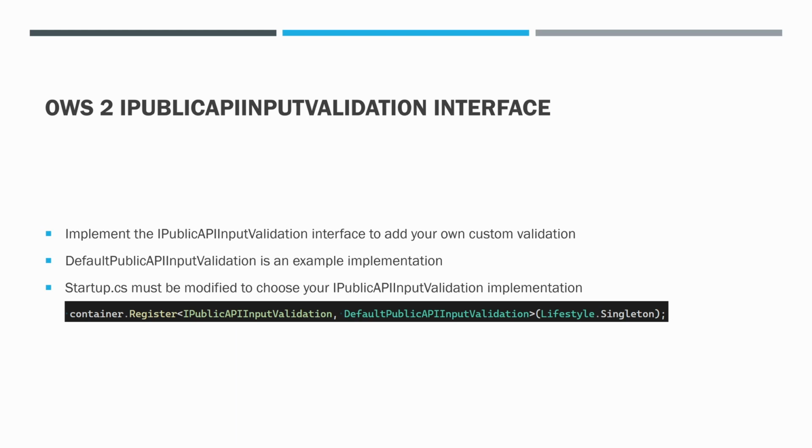When you build your own implementation, you'll need to go into Startup.cs and modify which implementation you use. You can see here that the line is container.Register, and it's matching up the IPublicAPIInputValidation with, in this case, DefaultPublicAPIInputValidation, but it would be your input validation. Let's take a look at what DefaultPublicAPIInputValidation looks like and what yours might look like.